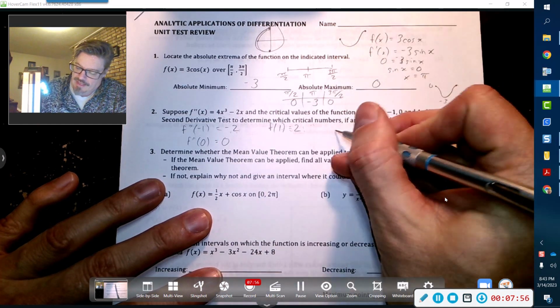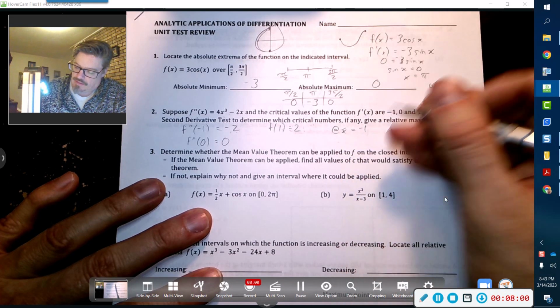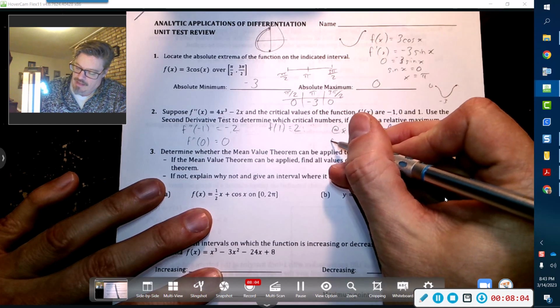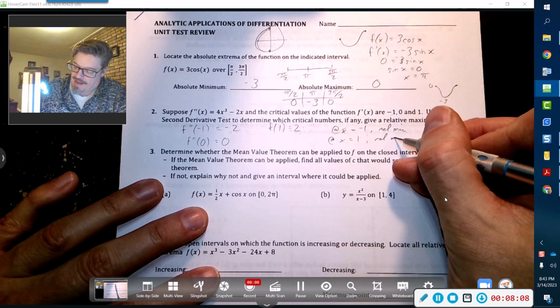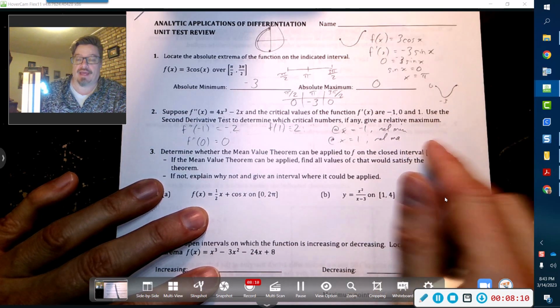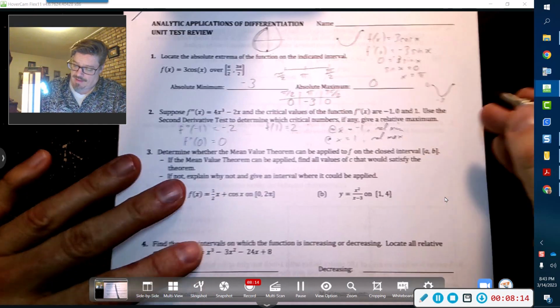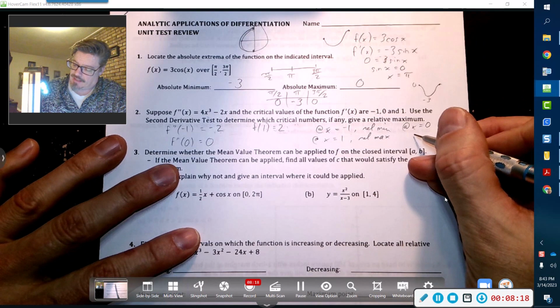So at x equals -1, there's a relative min. At x equals +1, there is a relative max. Now, it's only asking for the relative max, so calling that one a min is actually irrelevant. And then x equals 0 is an inflection point.